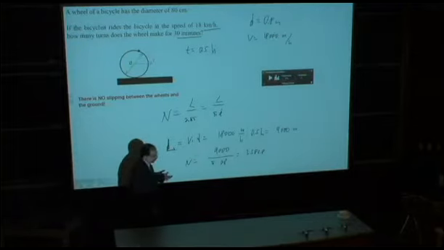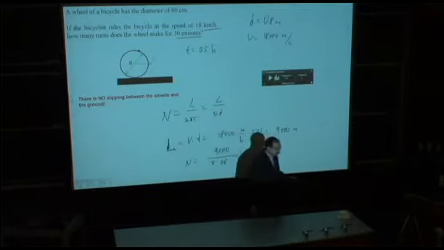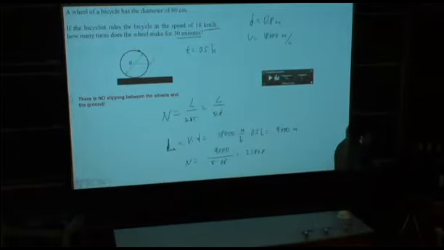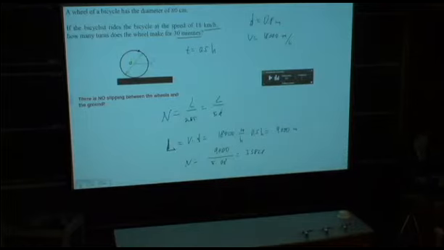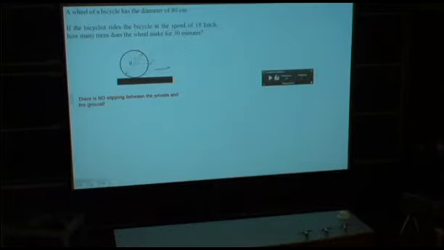But it could also have been done using angular displacement. If you calculated total theta, the angular displacement, and divided by 2 pi radians, that should give you exactly the same result. So this is basically, again, to strengthen our connection between rotational motion about the axis and translational motion.